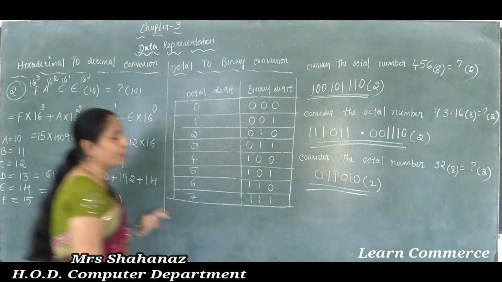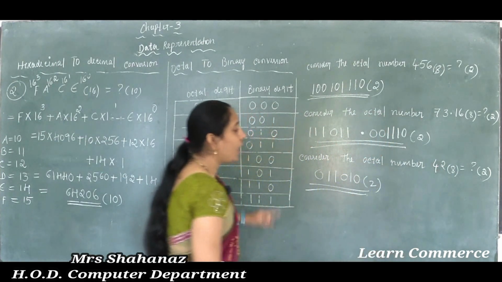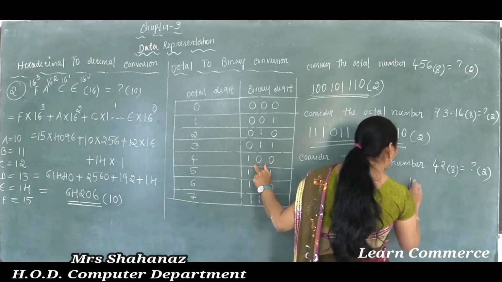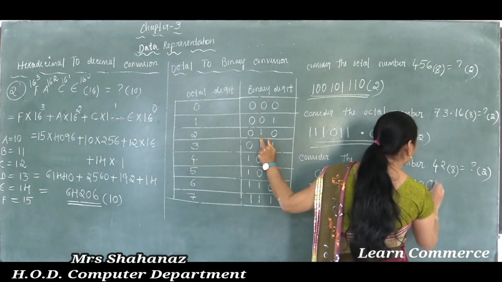The last question, maybe the number is 42. How are we going to complete it? First of all, you have to take the 4 value. The value is 100, and the second value, 2, is 010.